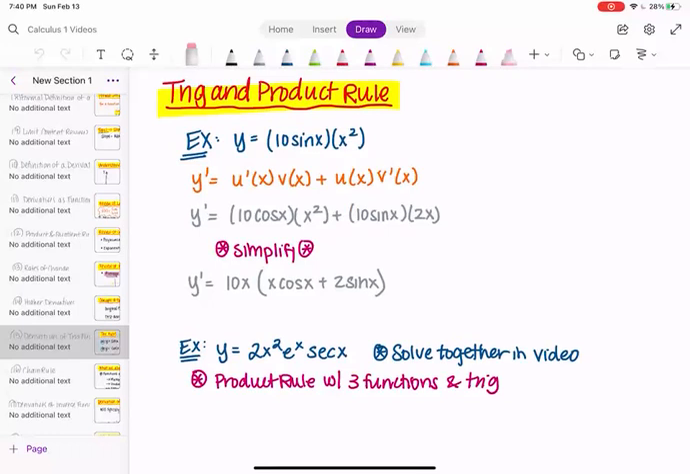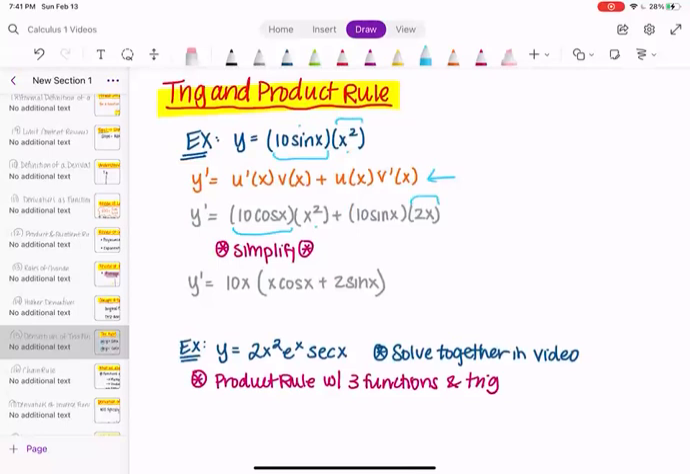And it's a nice review of obviously trig functions, but also a nice review of a complex version of product rule. So again, product rule is just the derivative of the first one times the second one plus the first one times the derivative of the second one. So that's exactly what we did here. So 10 sine x became 10 cosine x, and then we left x squared the same. And then again, 10 sine x is left the same, and then x squared becomes 2x.